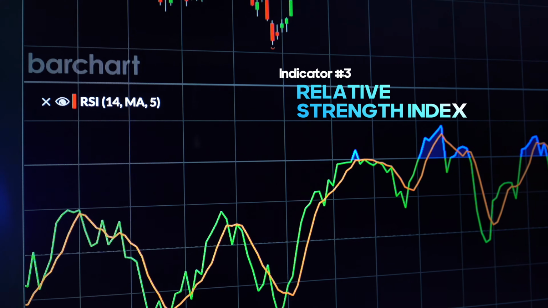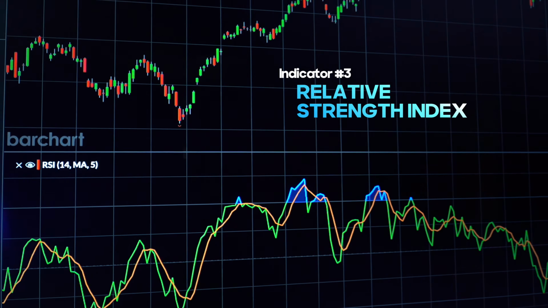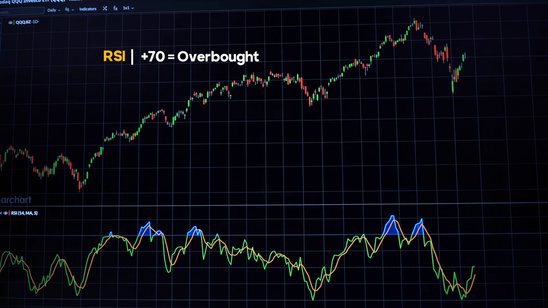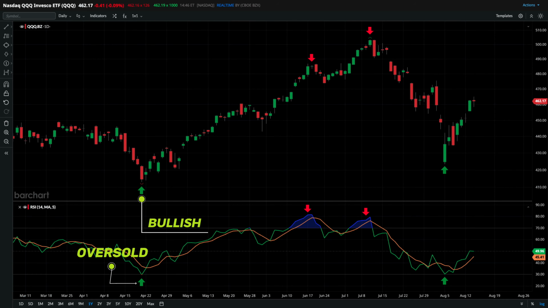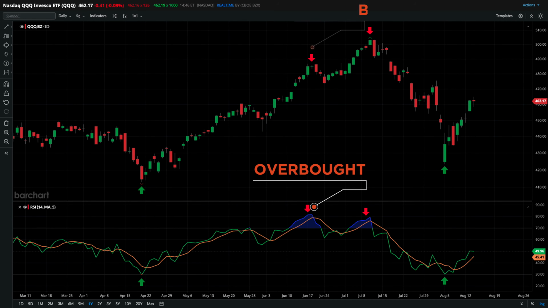Number three, Relative Strength Index, RSI. This is a momentum oscillator that measures the speed and change of price movements. A value below 30 suggests it's oversold, and above 70 means the stock is overbought. This tool is essential for spotting entries and exits.